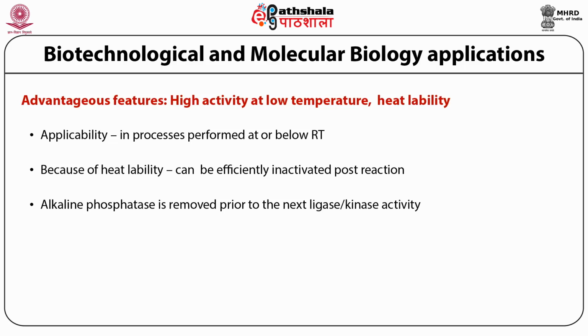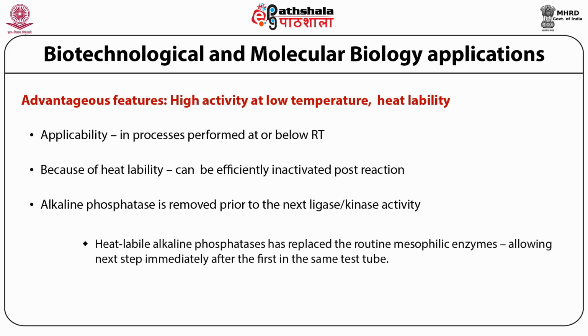So if you have treated the DNA sample with alkaline phosphatase, and the next step involves the use of ligase and kinase, in the normal procedure the alkaline phosphatase was required to be removed. Now here comes in the heat labile psychrophilic alkaline phosphatase, which has replaced the routine mesophilic enzyme, and this new enzyme allows the next step immediately after the first in the same test tube, because it is heat labile.